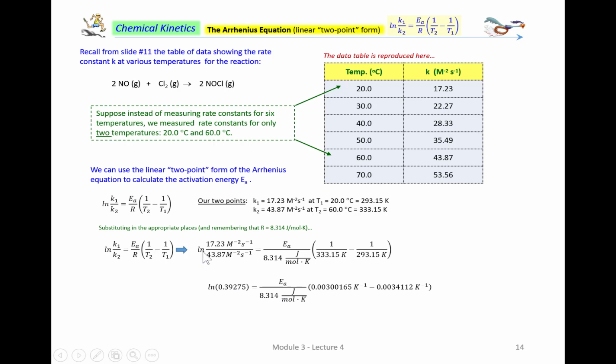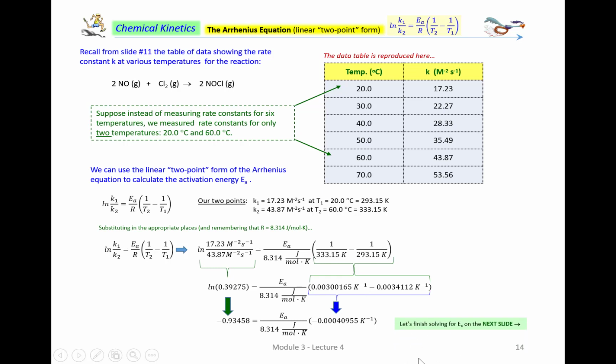The natural log of this ratio would be the natural log of this number here. This ratio, units cancel out, so you get this number here. And if I take 1 divided by 333.15 K, I get this. And again, for 1 over 293.15 K, I get this. If you take the natural log of 0.39275, you get this value. If you subtract these 2 terms from each other, you get this value. So let's finish this up on the next slide. I'm going to take this equation and move it over to the next slide.